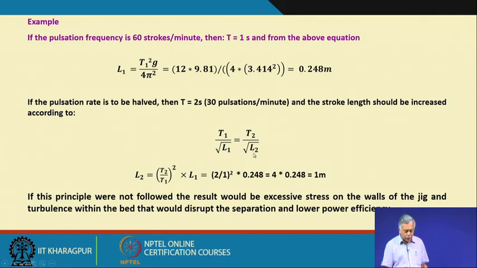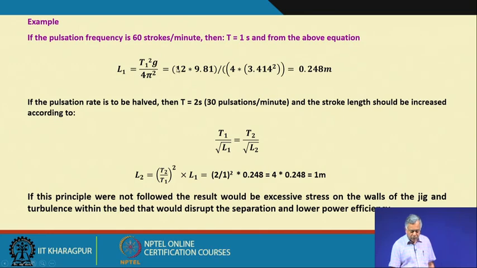So, L2 is equal to (T2 by T1) square into L1, because if I just take this thing towards that. So, T2 is 2 because we have halved it, and T1 was 1. So, (2 by 1) square into 0.248 will give you 1 meter. That means if I want to reduce the pulsation frequency to half, then I have to increase the stroke length from almost 0.248 meter to 1 meter. So, that is the stroke length we have to increase.